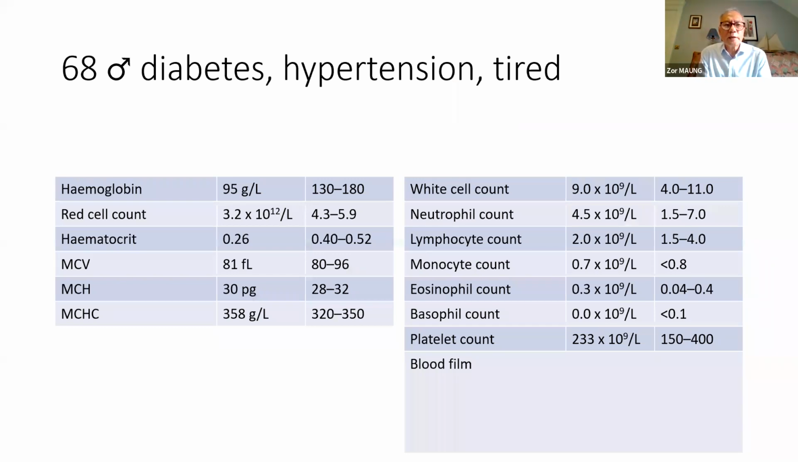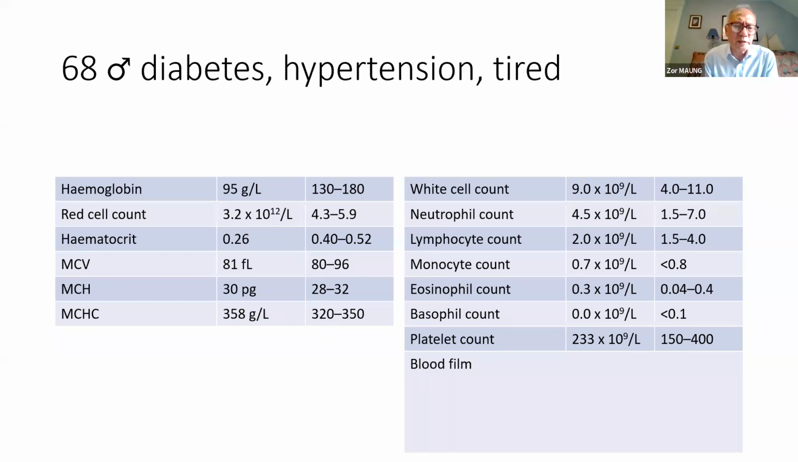There's another condition. This is quite common. This one is common in general practice. A 68-year-old man with a history of diabetes and hypertension and complaints of tiredness. So he is tired, and the GP does a blood test.